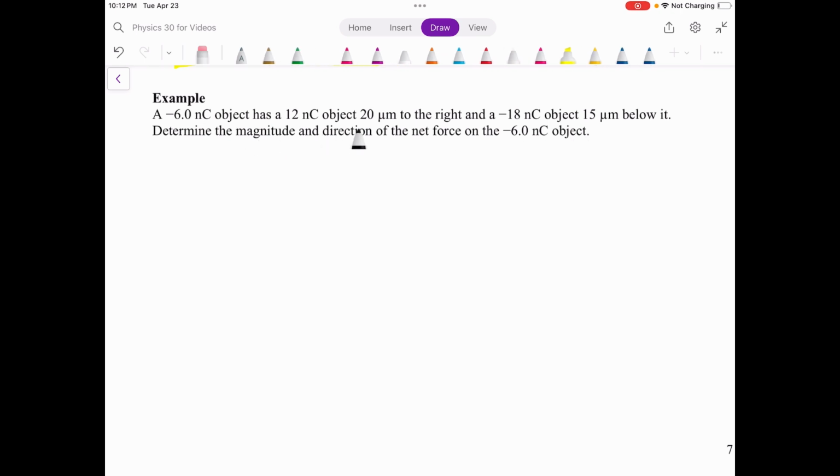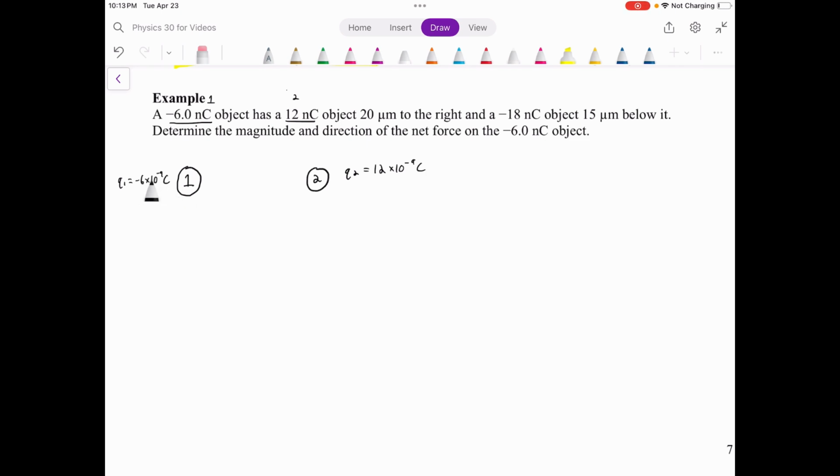We want to determine the magnitude and direction of the net force on the -6 nanocoulomb object. Okay, let's definitely draw this out because it's kind of hard to picture, isn't it? So we've got a -6 nanocoulomb object with a 12 nanocoulomb object 20 micrometers to its right. Let's start there. I'm going to call those 1 and 2, and object 1 is the -6 nanocoulomb.